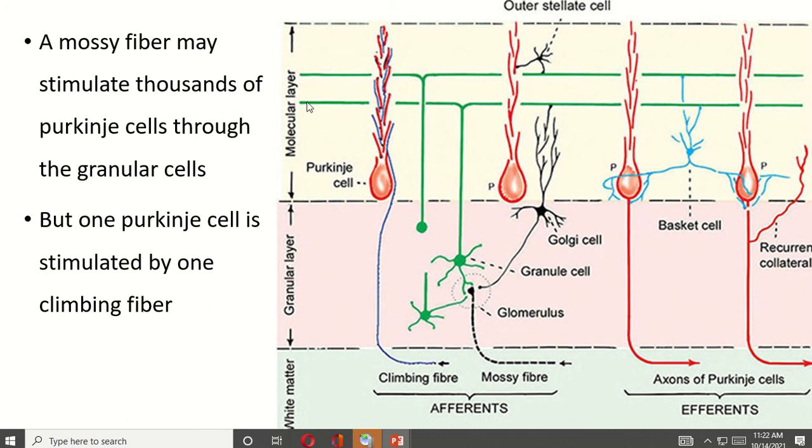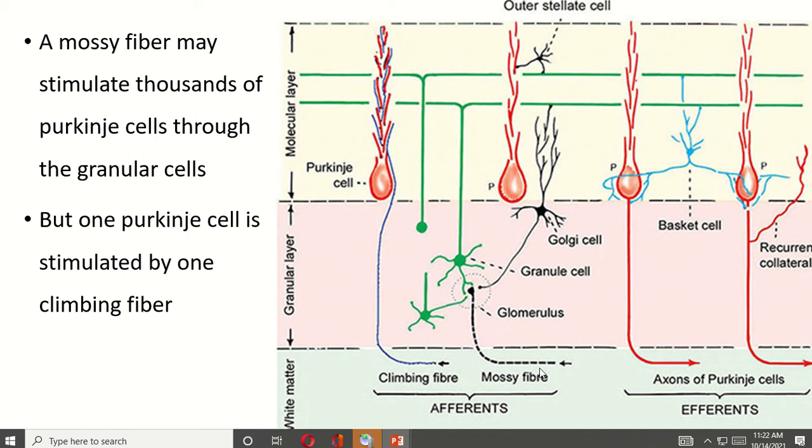So through these horizontal axons of the granule cells, it is able to stimulate thousands of Purkinje cells. So a single mossy fiber makes synaptic contact with the granule cell, and the axons of the granule cells can stimulate thousands of Purkinje cells.